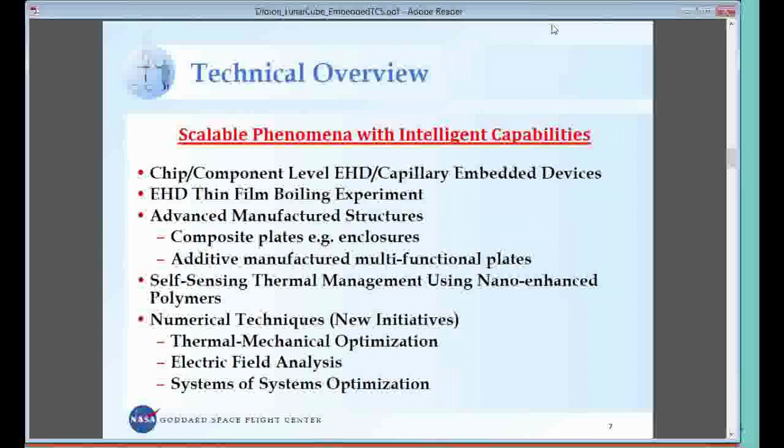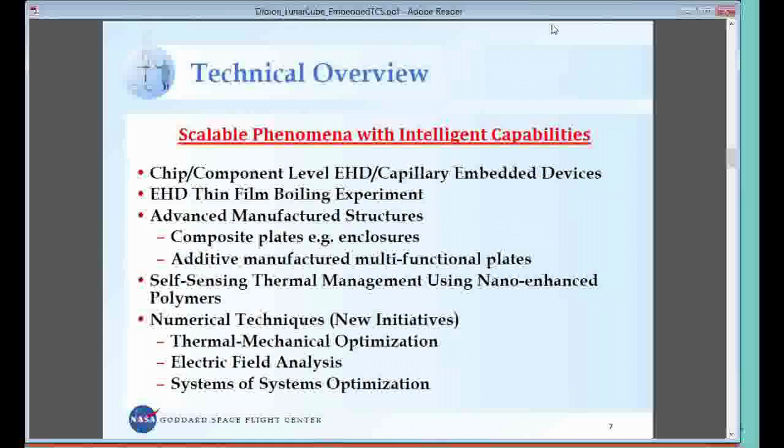These guys are magicians. It's all Greek to me. But we're putting these structures together. We're looking at composites. So, for example, electronics box enclosure or something like that, or additive manufacturing. And when you see the EHD pumps, you'll see why we might be doing that.